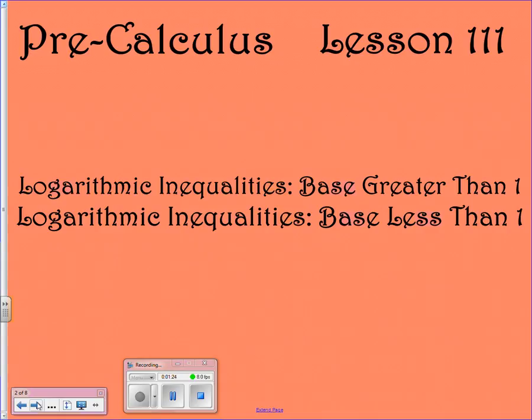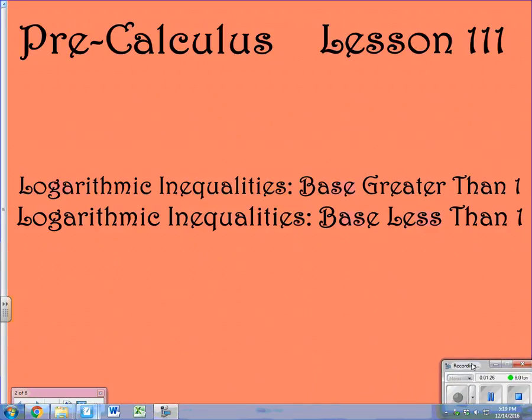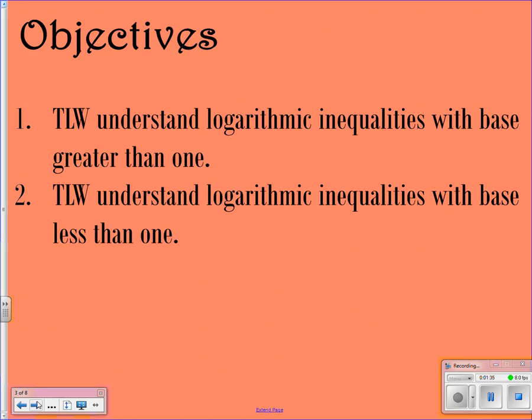We are looking at lesson 111 today. We're looking at log inequalities where you have a base that's greater than 1, and log inequalities where you have a base that is less than 1. So hopefully you'll understand how to do these log inequalities after this lesson.